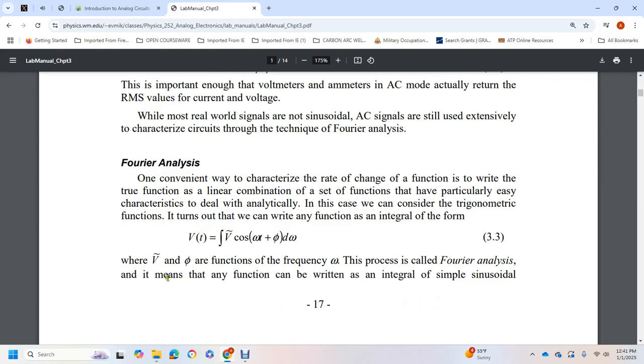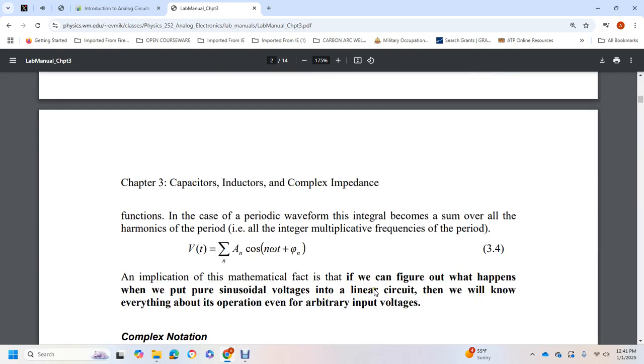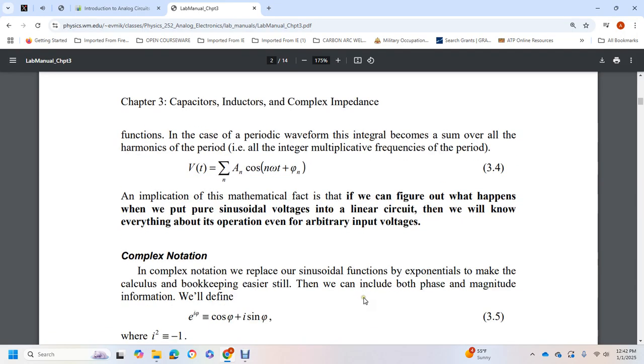The process called Fourier analysis means the function can be written as an integral of simple sinusoidal functions. In the case of a periodic waveform, the integral becomes a sum over all the harmonics, the integer multiples of the fundamental frequency over the period. Voltage as a function of time is equal to the sum over n of a_n cosine of n times the angular frequency times time. The important mathematical fact is that if we figure out what happens with each sinusoidal voltage in a linear circuit, we will know everything about its operation, even for arbitrary input voltages.